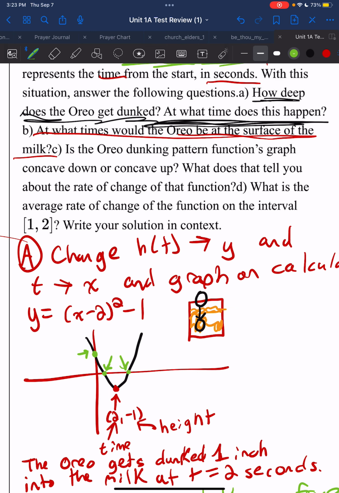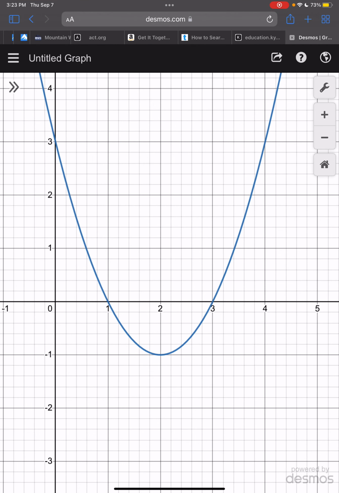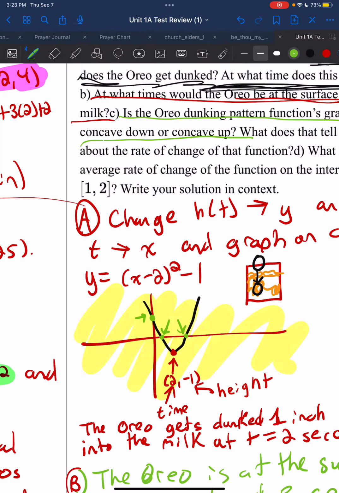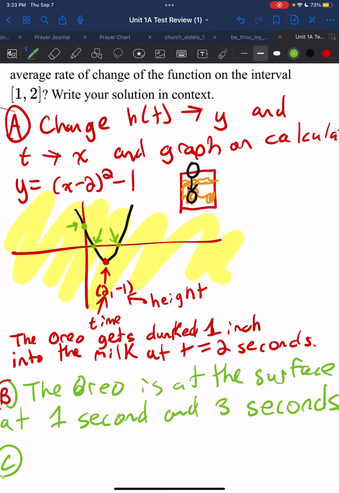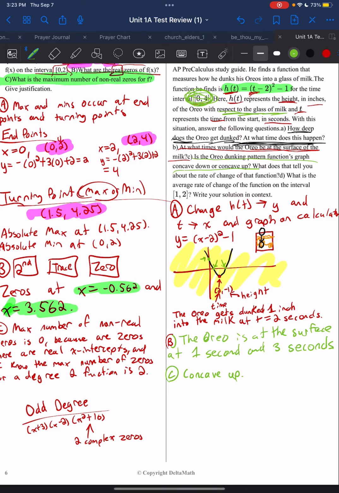Then, is the Oreo dunking pattern concave down or concave up? This is why I think it's helpful to draw my graph like we did in part A. So highlighting it here in yellow, this little drawing that we made here. Also, you don't have to do the drawing per se. If I just look at my graph, like say you're just looking on your calculator here, that's concave up like a cup, not concave down like a frown. That's how we remember it. Concave up like a cup, concave down like a frown. So this is concave up. And make sure you answer in sentence form. I'm just doing shorthand. Concave up.